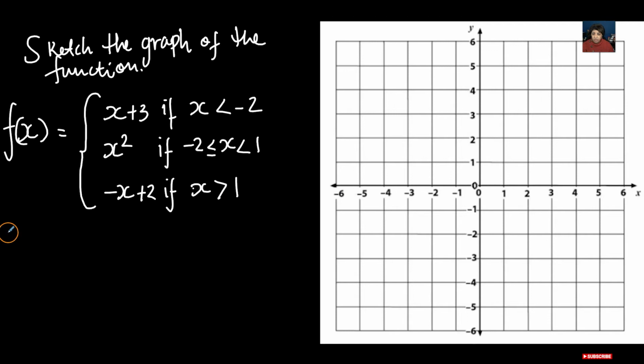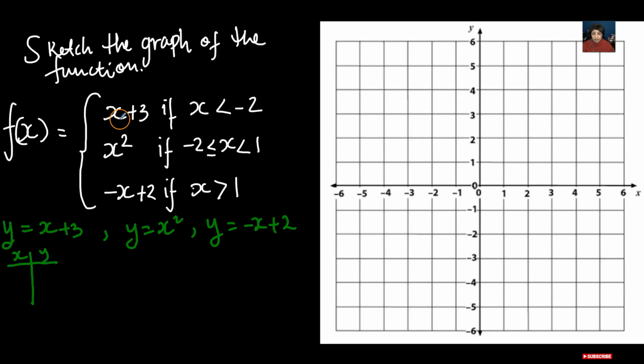So I'm just going to go ahead and make my life easy by doing y equals x plus 3. And then I've got y equals x squared, that piece. And then finally I've got y equals -x plus 2. So I'm going to draw my small tables again. I've got x and y here.